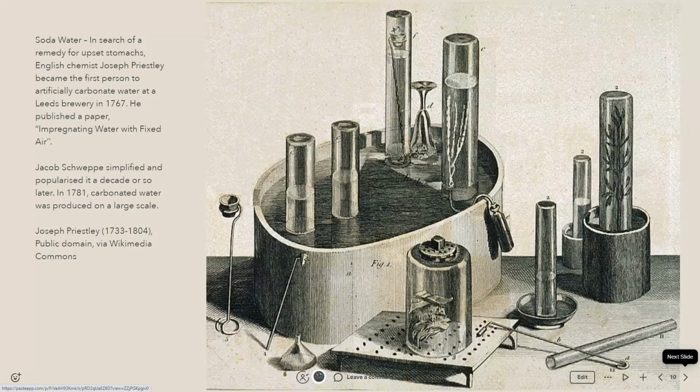So in search of a remedy for upset stomachs, interestingly enough, English chemist Joseph Priestley became the first person to artificially carbonate water at Leeds Brewery in 1767. Now, that's a whole decade before Pluto actually entered tropical Aquarius. And he published this paper, Impregnating Water with Fixed Air. But while he invented that before the transit, Jacob Schweppe, of course, you might know the name Schweppes, simplified and popularized it a decade or so later in 1781, when Pluto had entered Aquarius tropically. And it was produced then on a large scale. So I thought that was interesting.